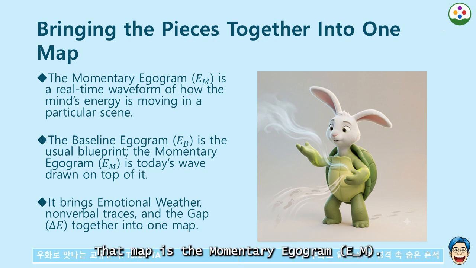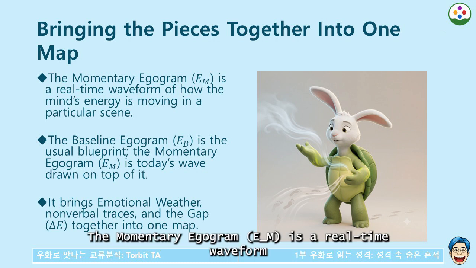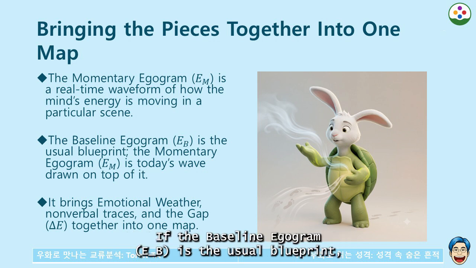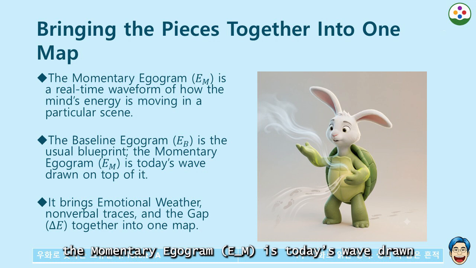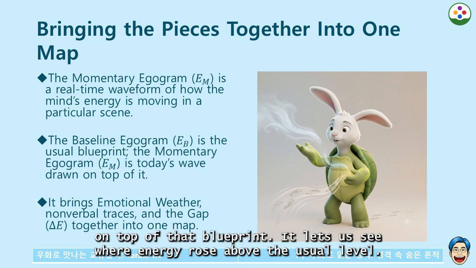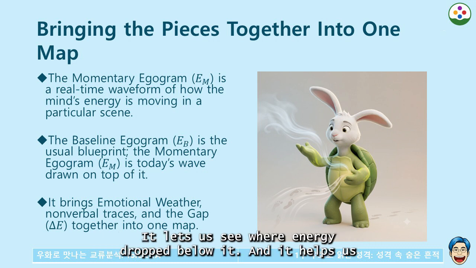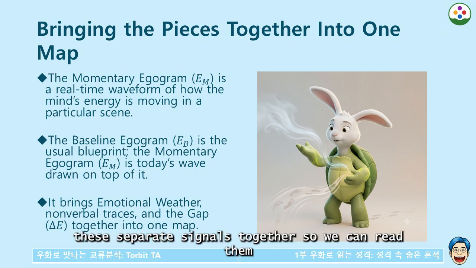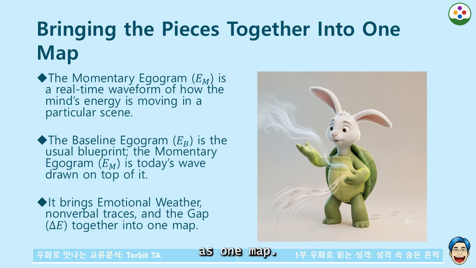That map is the momentary egogram. The momentary egogram is a real-time waveform that shows how the energy of the mind is moving in a particular scene. If the baseline egogram is the usual blueprint, the momentary egogram is today's wave drawn on top of that blueprint. It lets us see where energy rose above the usual level. It lets us see where energy dropped below it. And it helps us see how the mind's engine is responding to the weather of this particular moment. The momentary egogram brings these separate signals together so we can read them as one map.